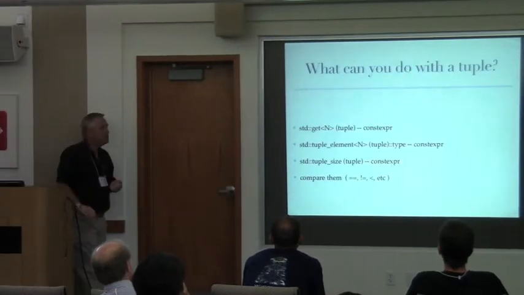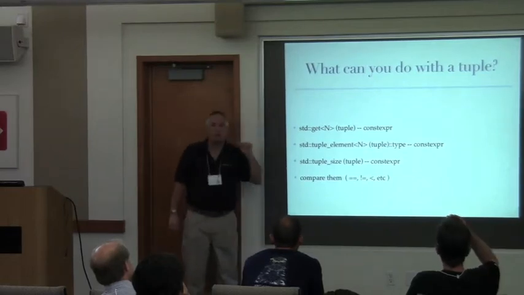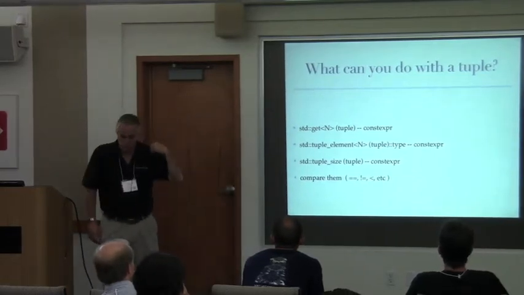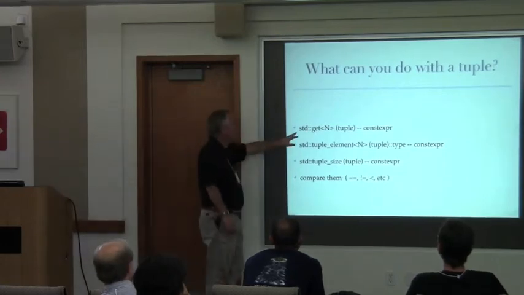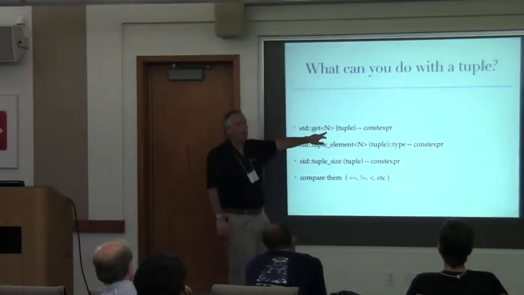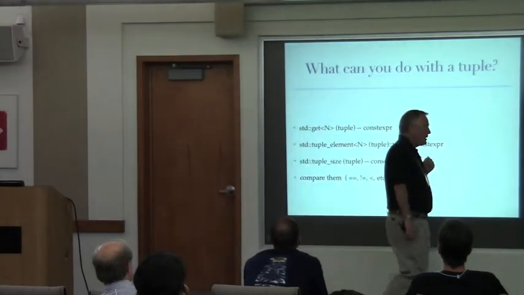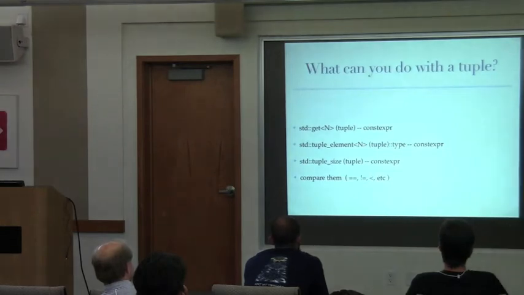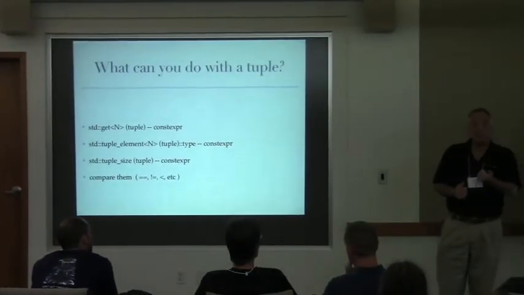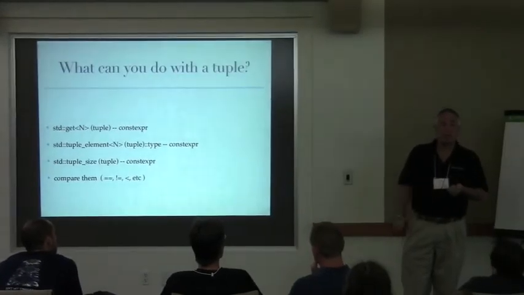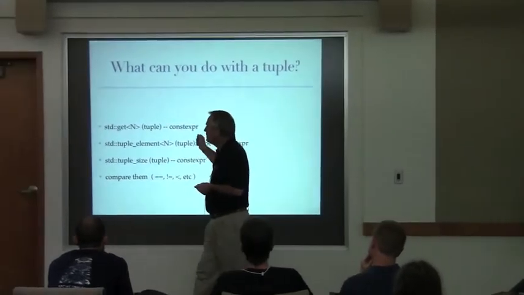So, basic operations on a tuple. What can you do with a tuple? You can get elements from the tuple. There's a specialization of std::get. You pass a tuple to it, you pass the index of the element you want, and you get it back. Note that N is a template parameter, which means what? You can't use a variable. You have to use a compile-time constant there. And in fact, this is a constexpr function.